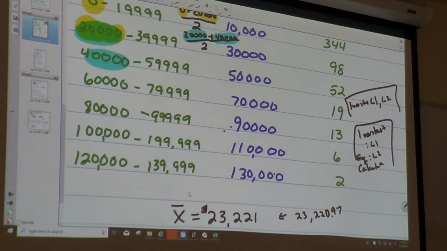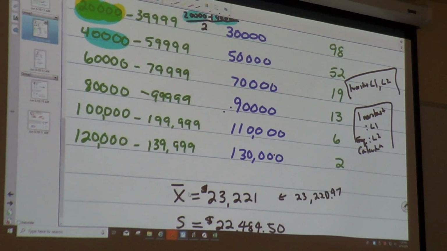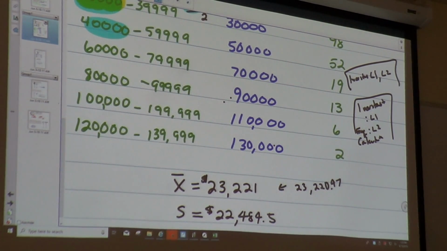What's your sample standard deviation? 22,484.51312, blah, blah. Not that bad, was it? You just have to remember: am I doing L1 only? Am I doing L2 only? Am I doing L1 and L2?